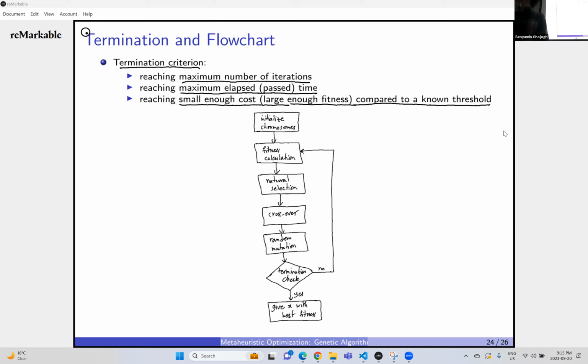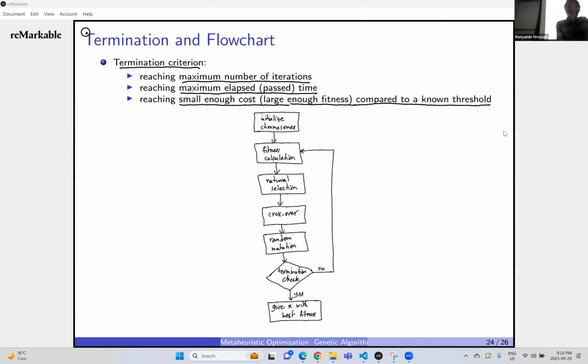Initialize the chromosomes randomly. When I say randomly, I mean in the domain, in the feasibility set, randomly in the feasibility set. Then do the fitness calculation at every chromosome. Again, there are different variants. Usually in the original genetic algorithm, every chromosome doesn't do any local search. Every chromosome calculates its fitness at the same place it is.